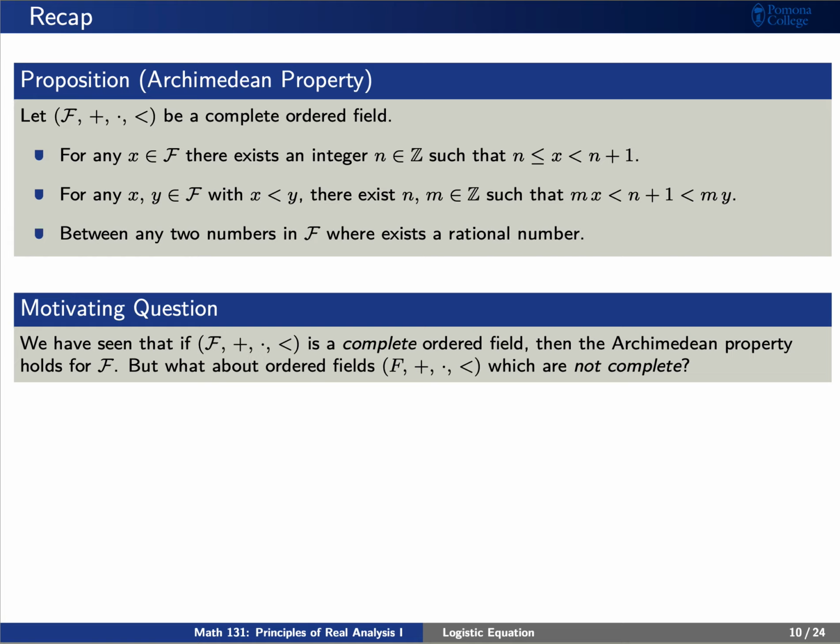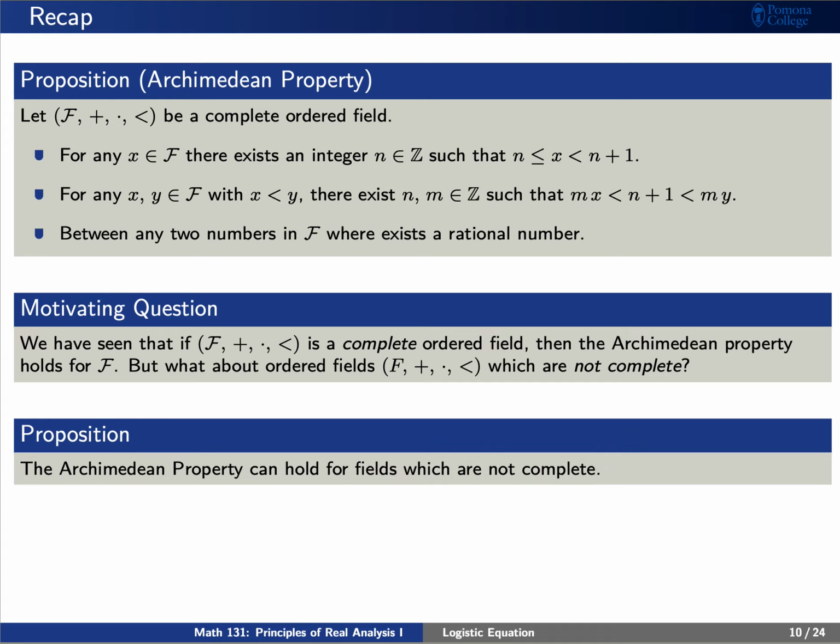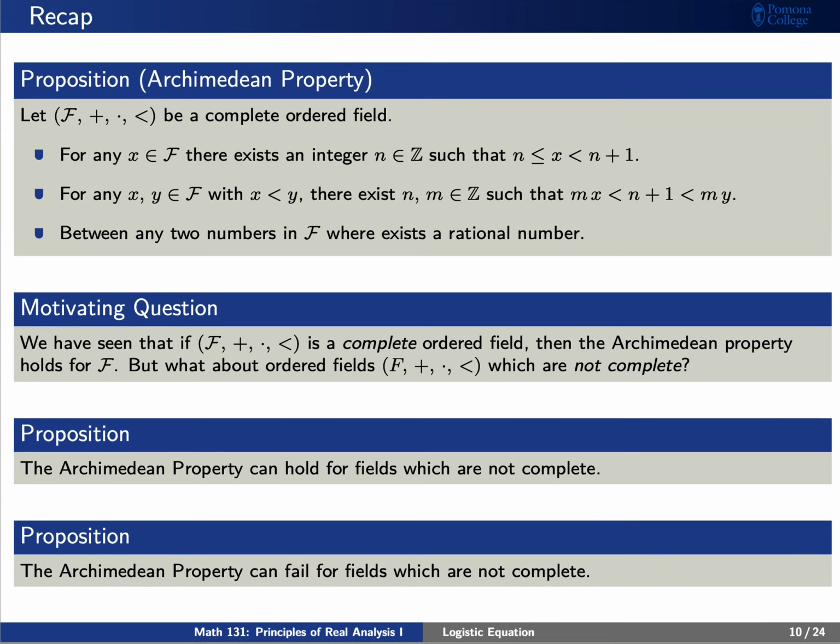We discussed the following question. We've seen that these Archimedean properties hold if we have a complete ordered field. But what if our ordered fields are not complete? We found an example of a field which is not complete, yet the Archimedean property holds. And we found a field which is not complete where the Archimedean property fails.